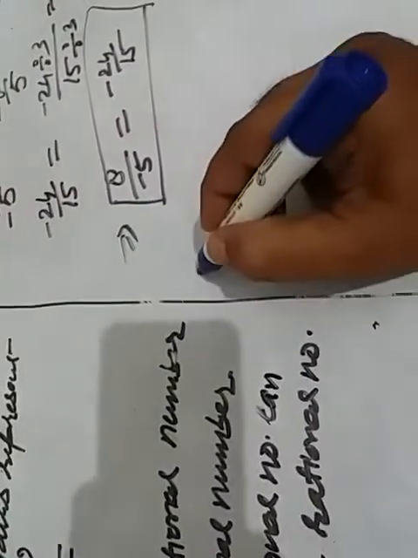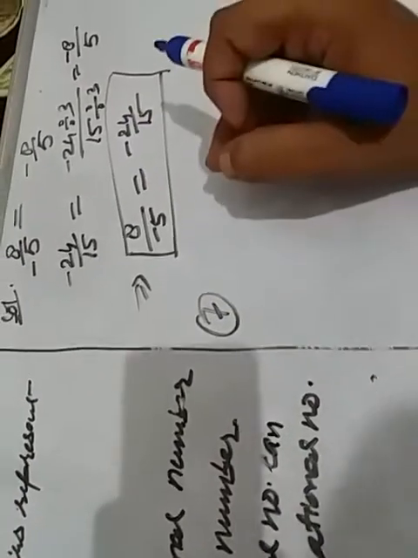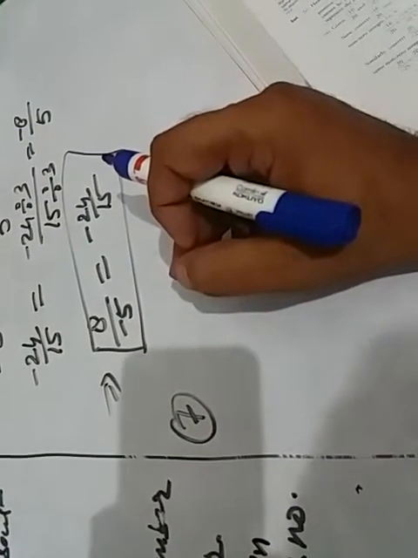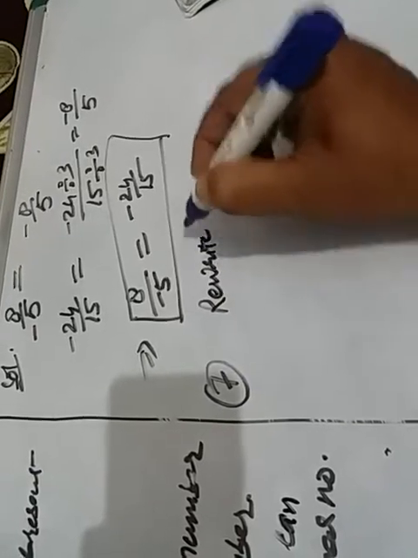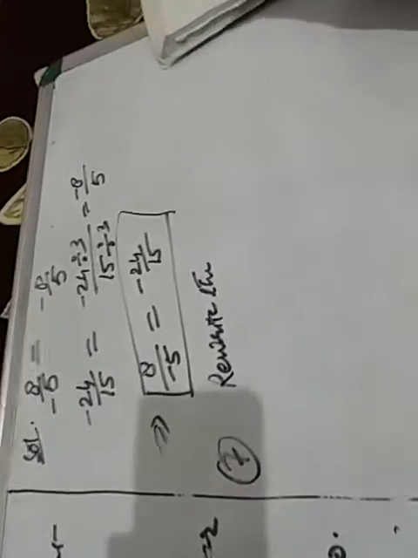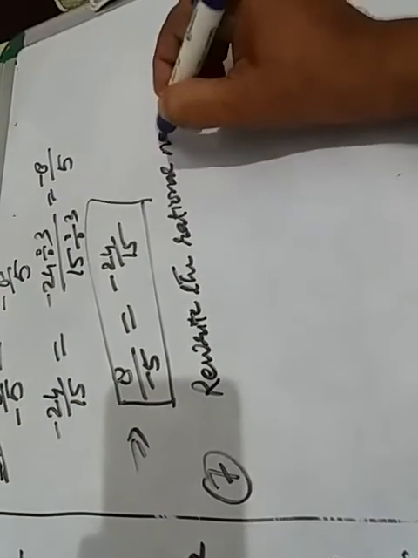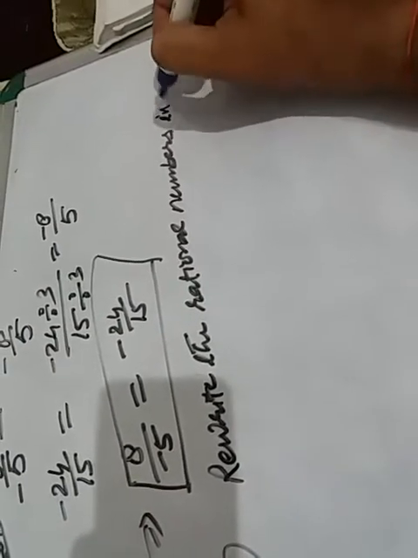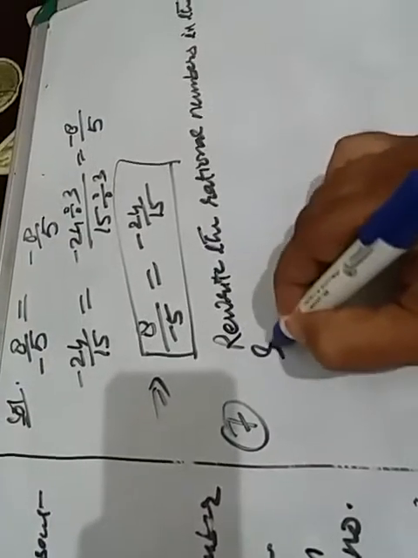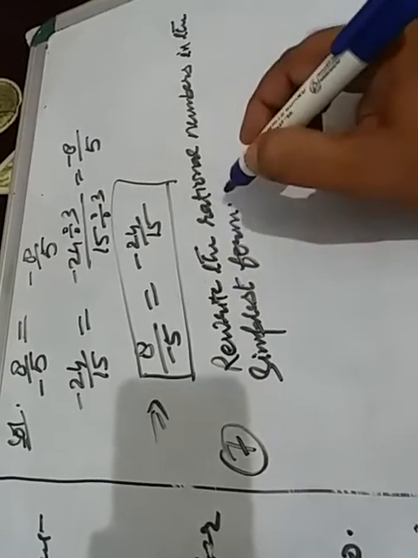Let us move to question number 7. What is question number 7 about? Question number 7 states: rewrite the following rational numbers in the simplest form.